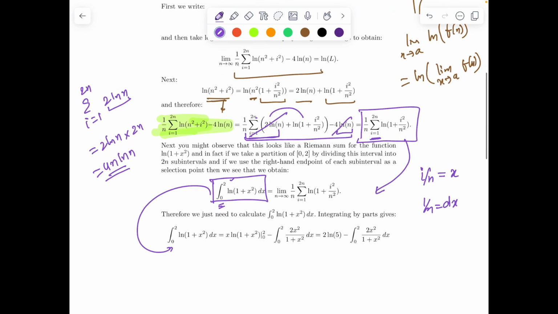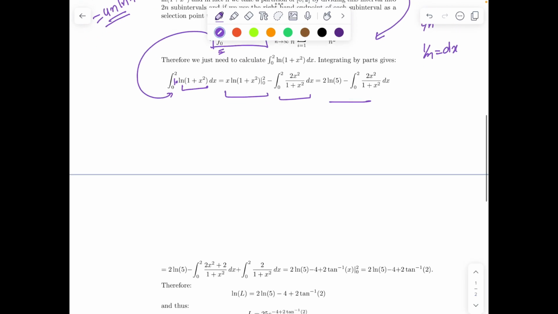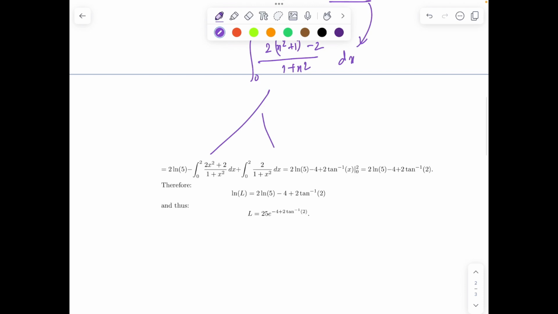And now it's easy to do because we can use integration by parts. So let's take 1 as the first function, and this entire ln expression as the second one. I'll get x ln of this, minus the integral from 0 to 2 of 2x square by 1 plus x square, which is easy to do because we can add 1 and subtract 1 over here, and this integral can simply be done in two separate parts. So finally ln L is 2 ln 5 minus 4 plus 2 tan inverse 2, and the final answer to this beautiful problem is 25 e to the power minus 4 plus 2 tan inverse 2.